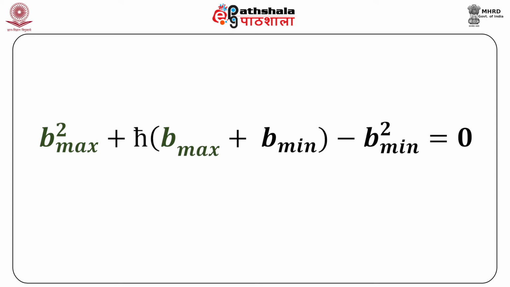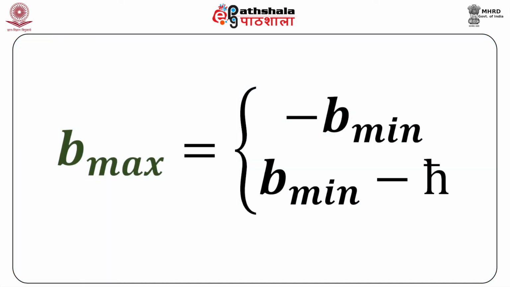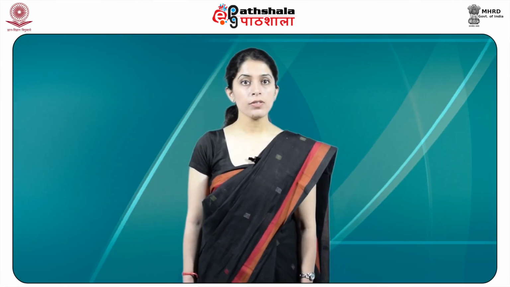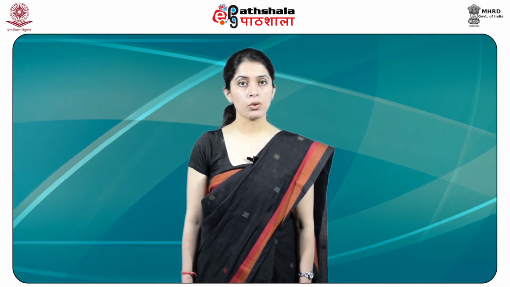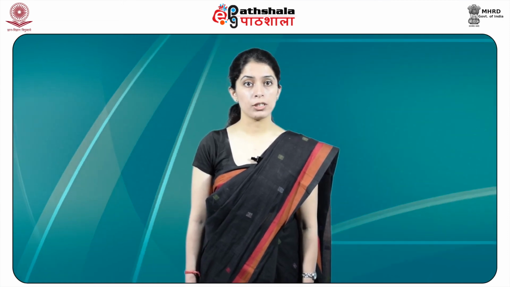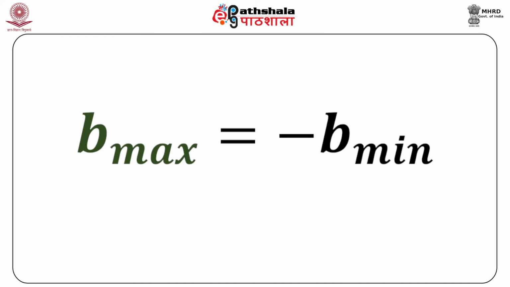Equating the two equations gives us the expression B max square plus ħ within brackets B max plus B min minus B min square equals 0. Now this becomes a quadratic equation which is solved for the unknown B max, and this gives us two roots for B max: minus B min, and the second is B min minus ħ. Since we said that B max is the maximum or the largest eigenvalue, it cannot be less than B min, because of which the second root B min minus ħ is rejected, and hence we are left with only one possibility, that is B max equals minus B min.